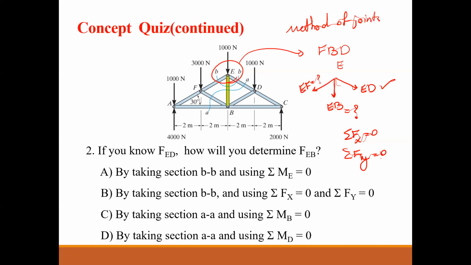It's interesting. I can use the combination of the method of joints and the method of sections to solve this problem. So the correct answer is alternative B, taking section BB or analyzing joint E and using sum of Fx and sum of Fy equals 0. All right, it's great. Let's solve a group problem solving.